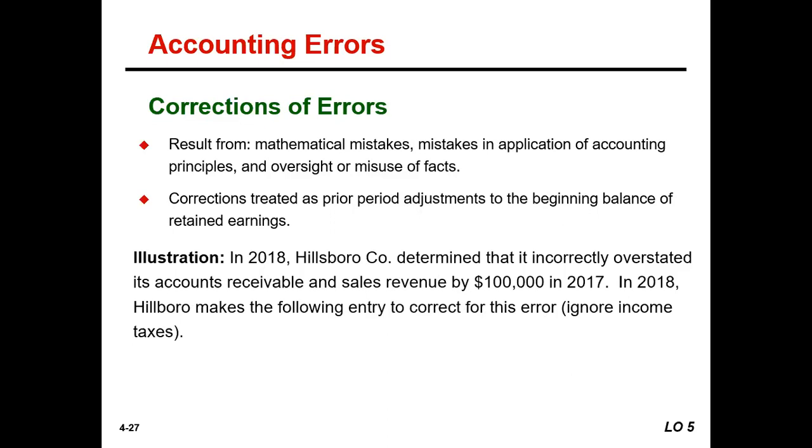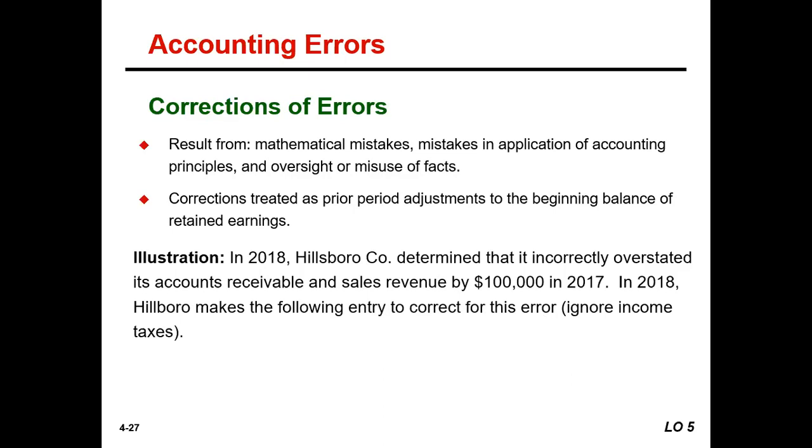We look at mistakes as departures from GAAP. So whether it's a mathematical mistake or a mistake in the application of the accounting principle, we look at whether it's material or not. Is it a material mistake? Is it a material departure from GAAP? Is it a material misuse of facts? Either way, whether it's material or not, we want the data to be correct. We want the financial statements to reflect the most accurate information.